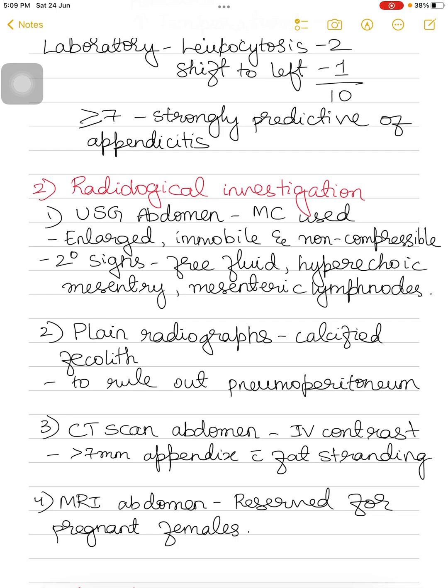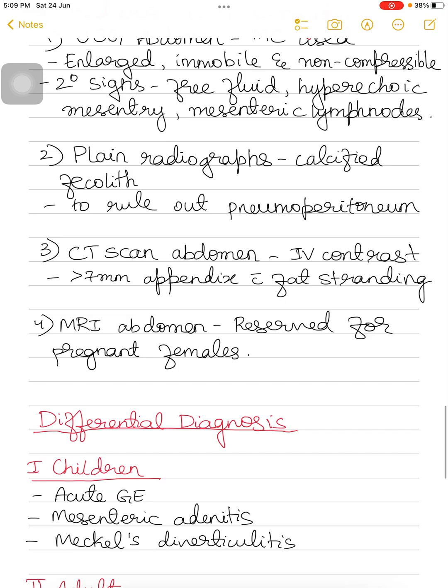Radiological investigation: USG abdomen is most commonly used, showing an enlarged, immobile, non-compressible, blind tube arising from the cecum. Secondary signs are free fluid, hyperechoic mesentery and enlarged mesenteric lymph nodes. Plain radiographs show calcified fecoliths, and are also used to rule out pneumoperitoneum for other abdominal emergencies. CT scan abdomen, using only IV contrast, shows an appendix more than 7 mm with fat stranding. MRI abdomen is reserved mainly for pregnant females.